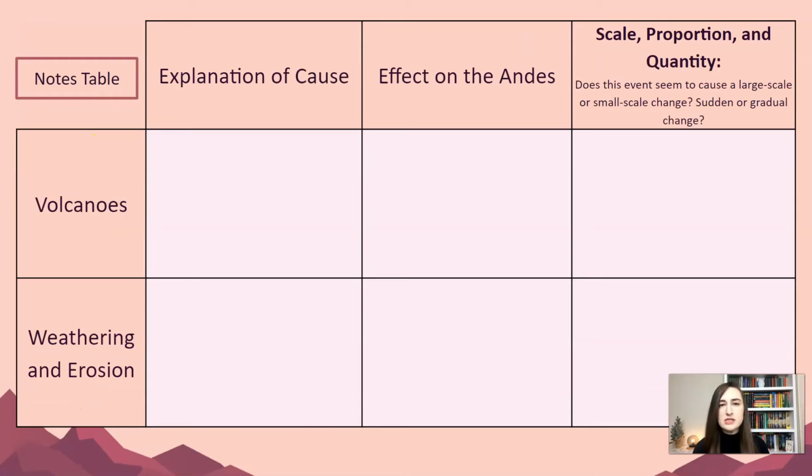So here is the notes table that we have. We have 2 subjects, volcanoes, and then weathering and erosion. Then we have to find the explanation of the cause, the effect on the Andes, and then we have to decide the scale, proportion, and quantity. So let's get started with the first reading.